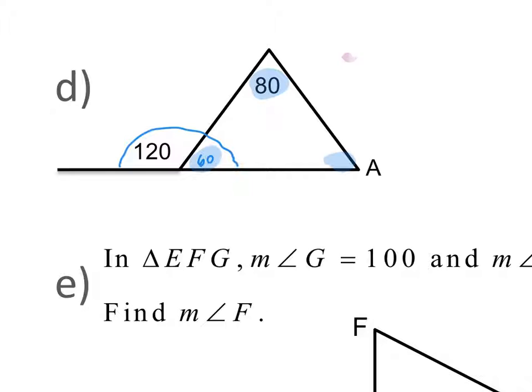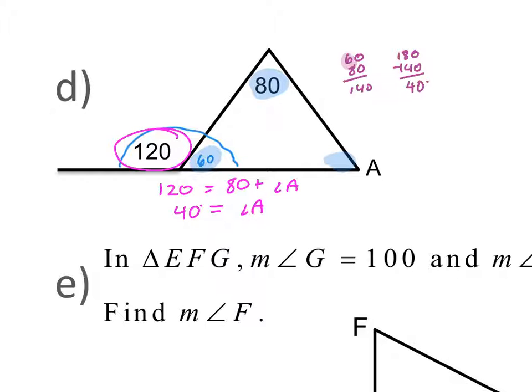So you could add 60 and 80, and I'd get 140. Subtract it from 180. And I get 40. That's one way to do it, right? What's the other way, Michaela? Good. Says 120 is equal to the sum of 80 plus angle A, which means angle A is equal to 40 degrees. So either way, they both work. The exterior angle tends to be a little bit shorter, but they both work. This is my exterior angle, right? It's equal to the sum of the two non-adjacent angles, which is the unknown and then the 80.